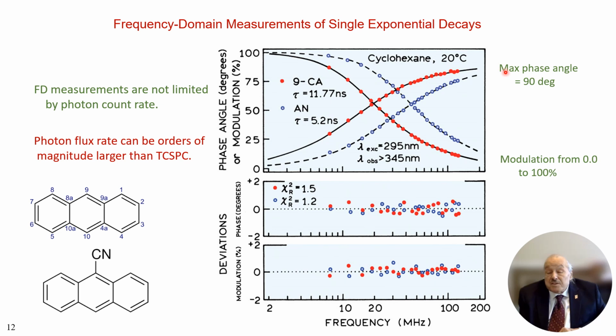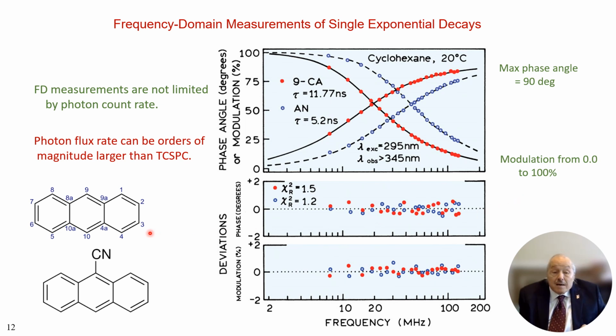And you can see from these curves what I mentioned earlier about the max phase angle being 90 degrees and the modulation eventually going to 0 if you could go to a high enough frequency.